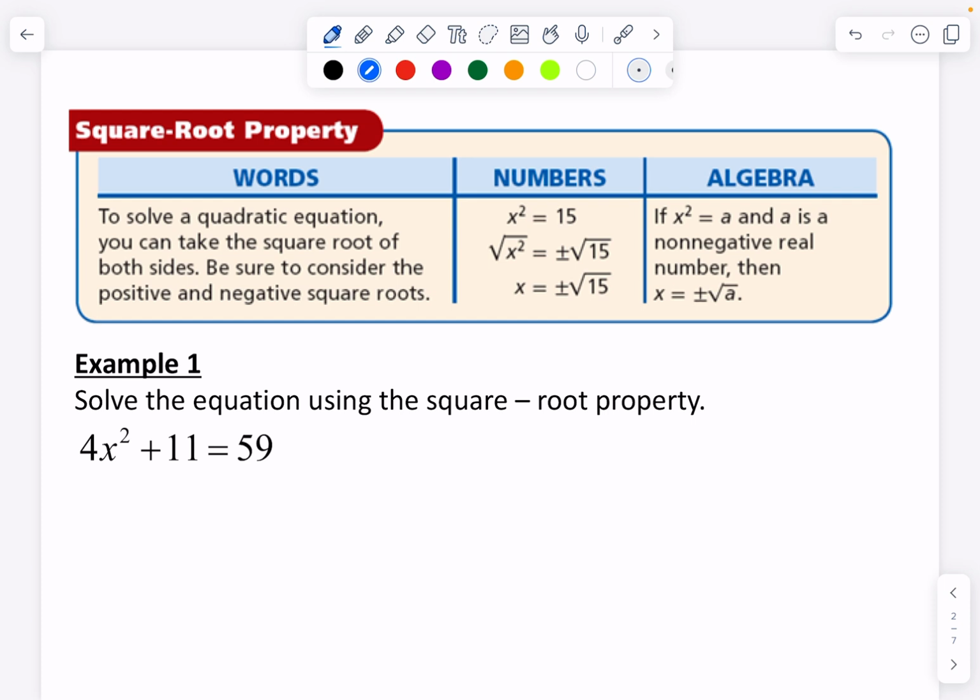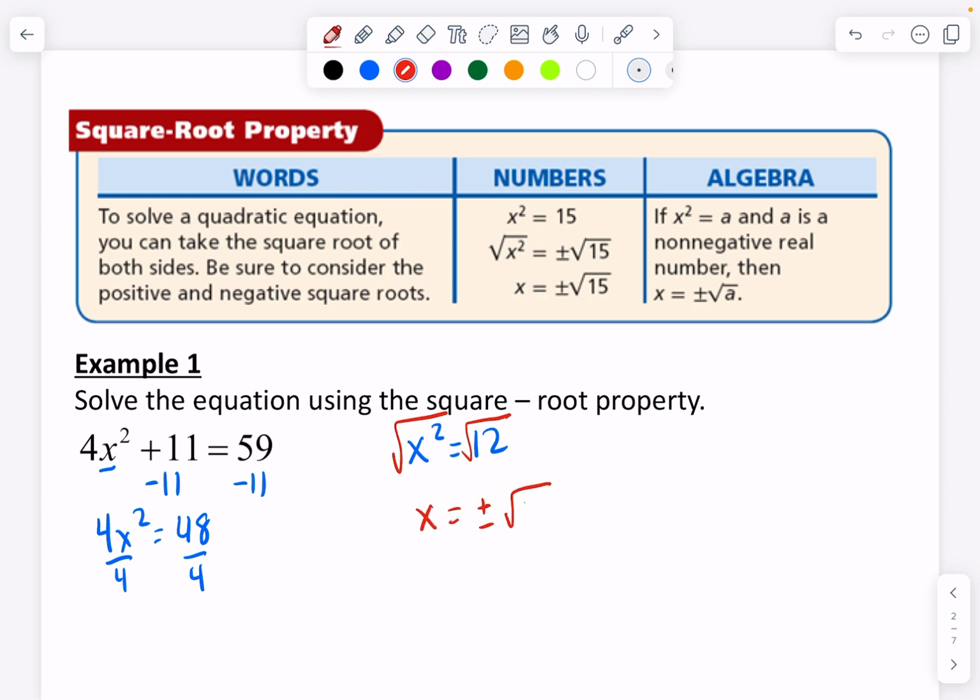Since the x squared is just kind of alone, there's nothing inside the x squared, we just leave it as is, and we isolate it just like it was an x. So I subtract 11 from both sides, and I get 4x squared is equal to 48. And then I divide by 4. So again, isolate that x squared. So I get x squared equals 12.